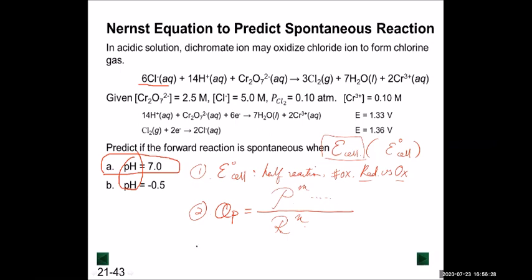And then once you find both the standard cell potential and the reaction quotient, you can do the final step, combining that together in the Nernst equation to solve the actual cell potential. Okay, so I'll do the breakout room, and I'll let you guys discuss how to work on this problem.